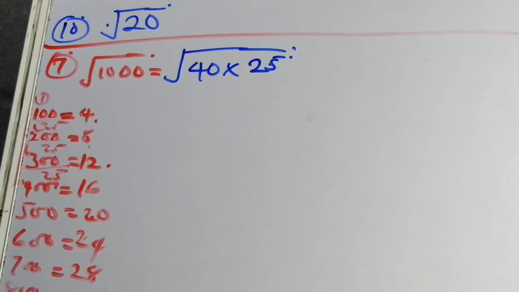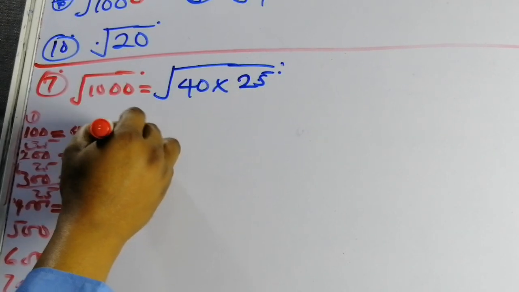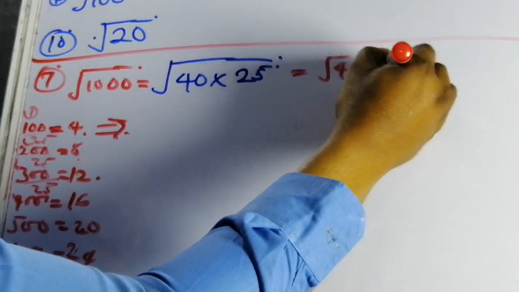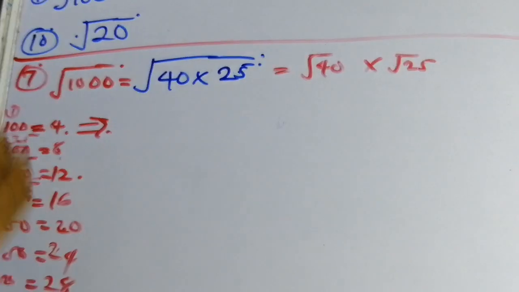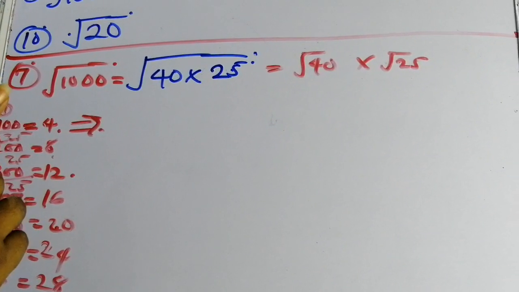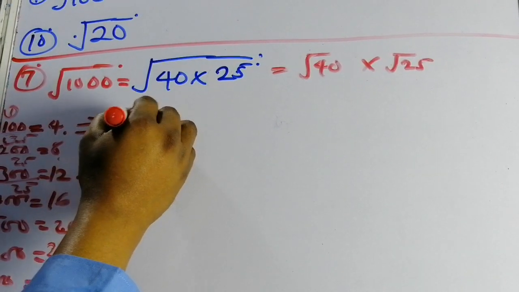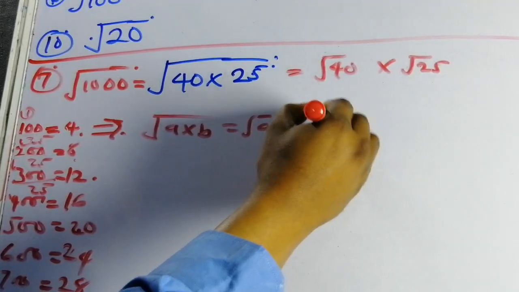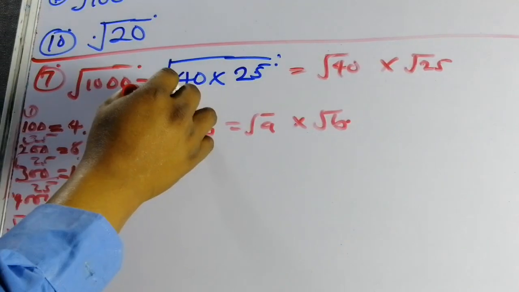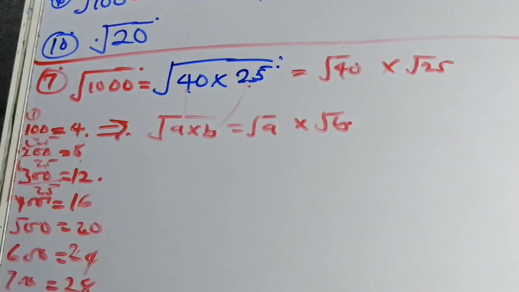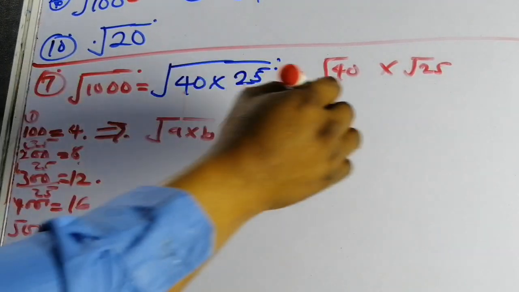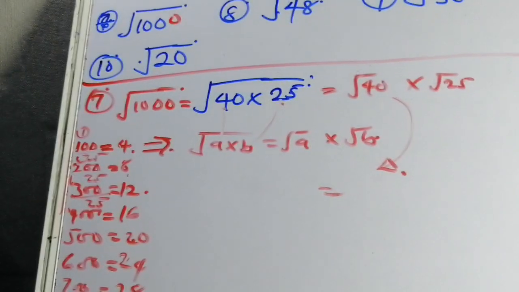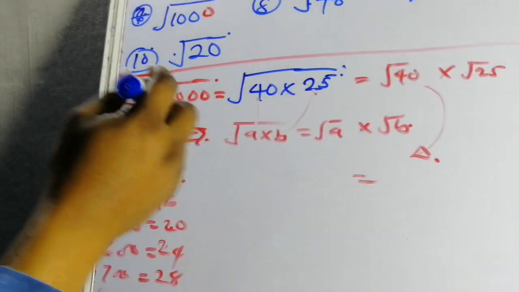As I've mentioned, this is the same thing as root 40 times root 25, from the multiplication law, which is root of a times b is equal to root a times root b. My a here is 40, my b here is 25. So the same thing applies.